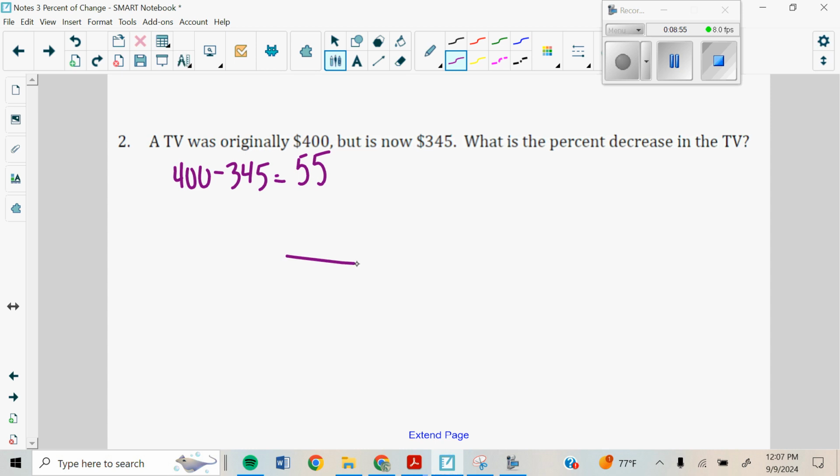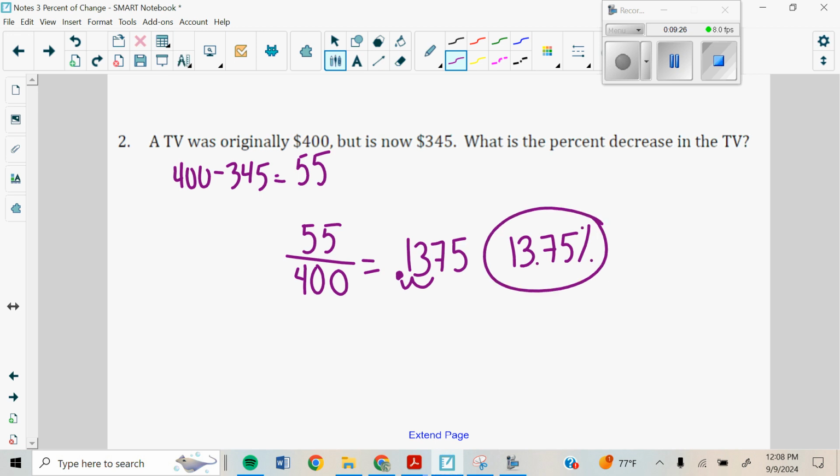So we're going to put our change over the original amount. And the original amount this time was our $400. So go ahead and divide those. We're going to get a decimal. You should get 0.1375. So now we're thinking in our heads, we're moving the decimal 2 to the right, or we're multiplying by 100. And we get 13.75%, or you can say 13.8. I'm okay with both of those.